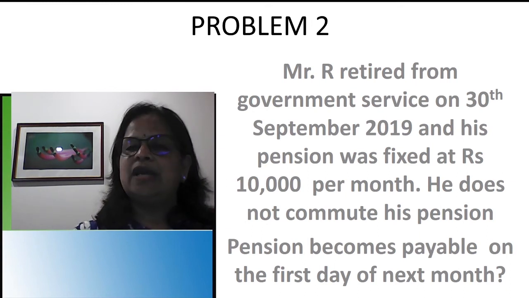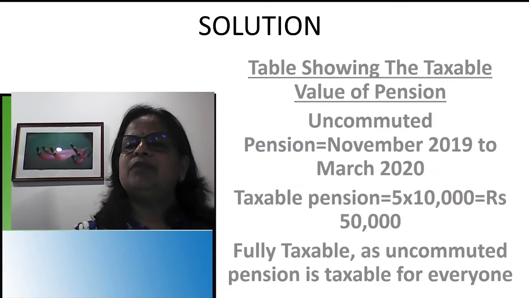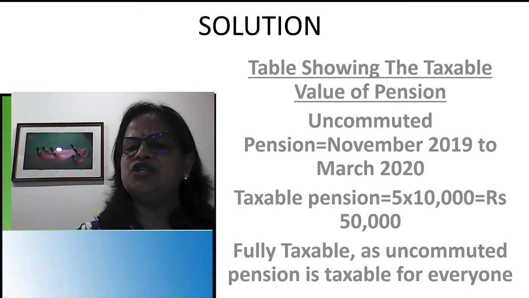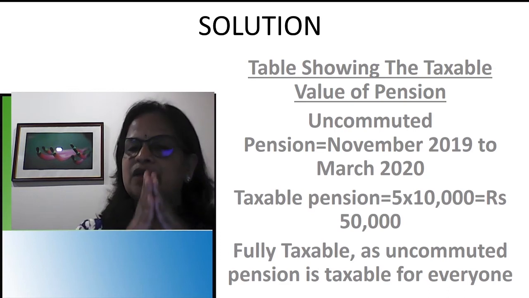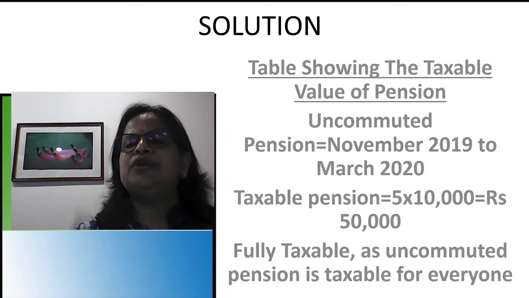Now the calculation table showing the computation of pension. Uncommuted pension for November, December, January, February, March: 5 months, 50,000, fully taxable, as uncommuted pension is taxable for everyone, whether in the government sector or in the private sector. Please remember this, so that the calculation of uncommuted pension is clear to you. Two problems we have worked out.